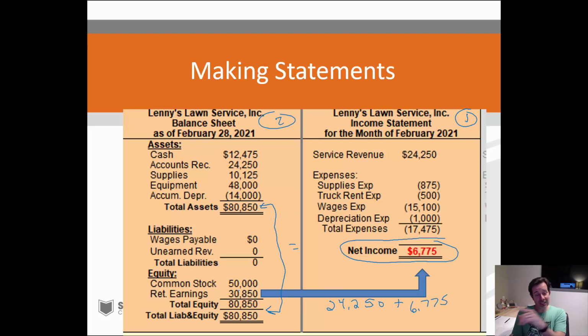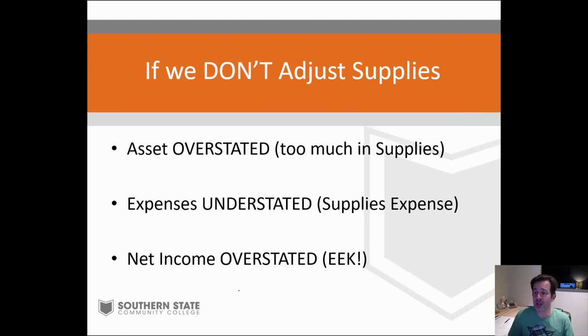Take a deep breath, and let's jump right into the next month, the month of March. But before we do that, if we don't make that supplies adjusting entry, if we just leave that $11,000 alone in supplies and we never adjust it, we're overstating our assets, aren't we? And that's a big accounting no-no. You never want to overstate your assets.